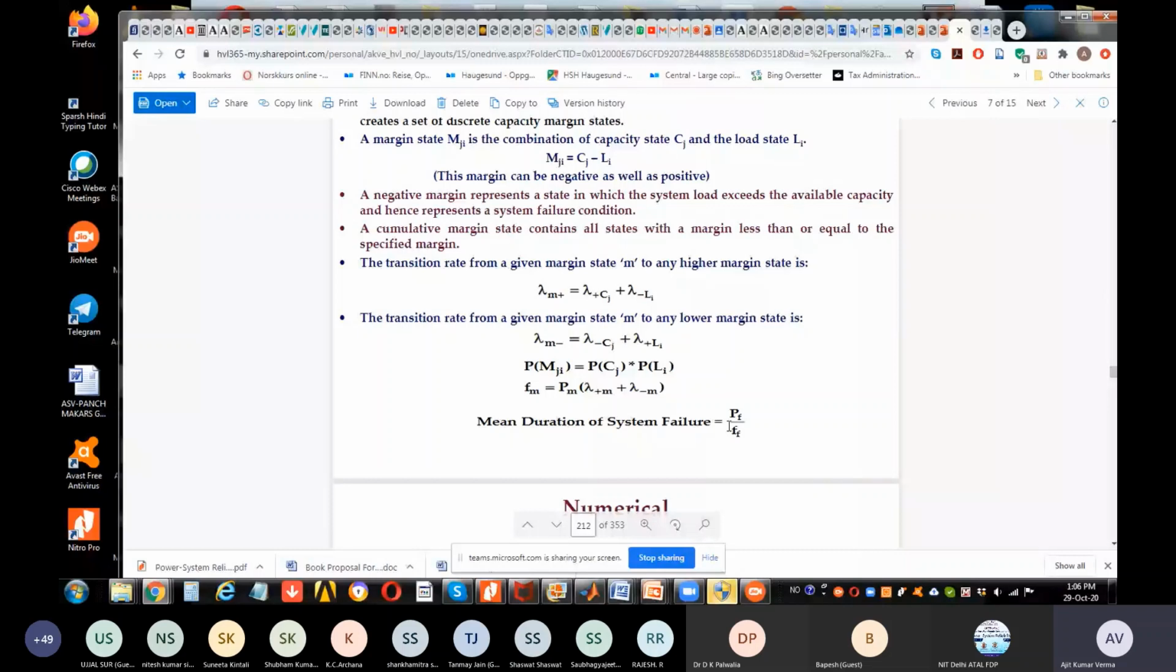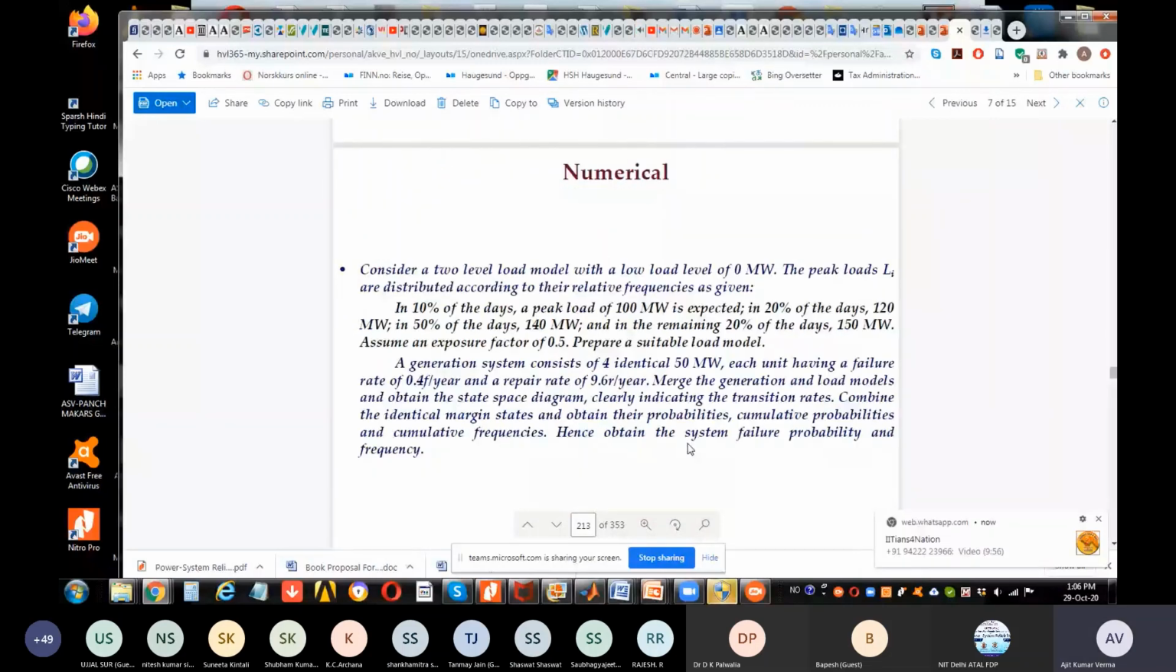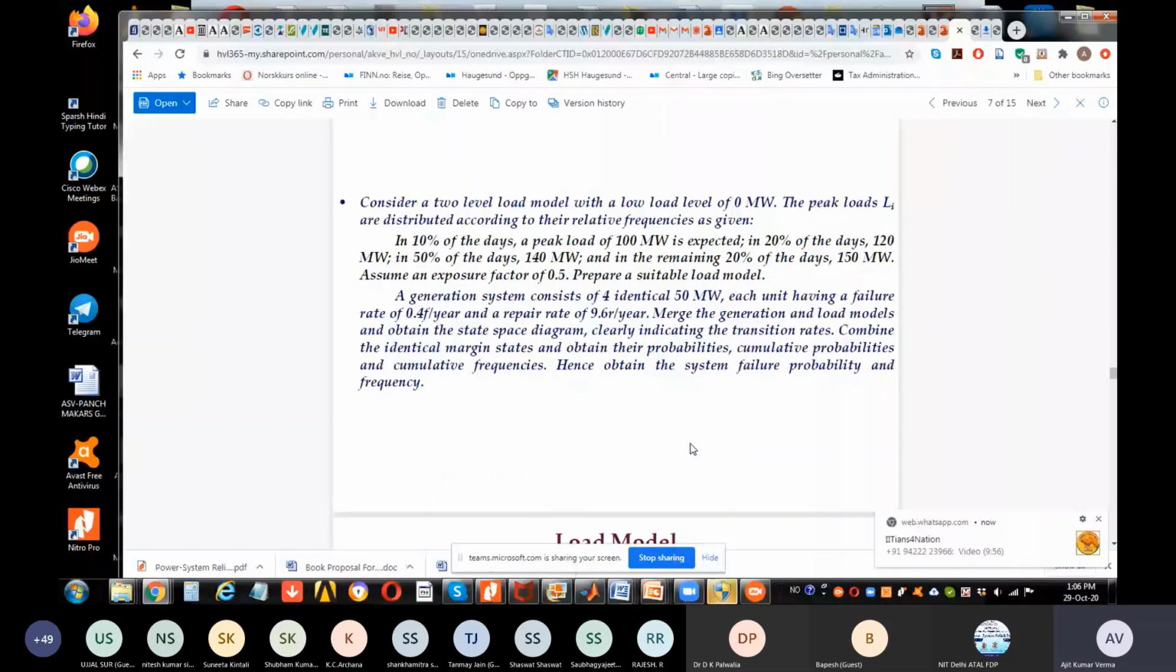So let's make it more example oriented so that you get a feel of it. Let's consider some simple examples. Consider a two level load model, a higher load level and a lower load level, with the lower load level being 0 megawatt. Peak loads Li are distributed according to their respective relative frequencies as given. 10% of the days a peak load of 100 is expected, in 20%, 120, in 50%, 140, and the remaining 20%, 150. Assume an exposure factor of 0.5. That means the peak load doesn't last all day long. It's just half the period, and the remaining half is low load. So this is a practical situation.